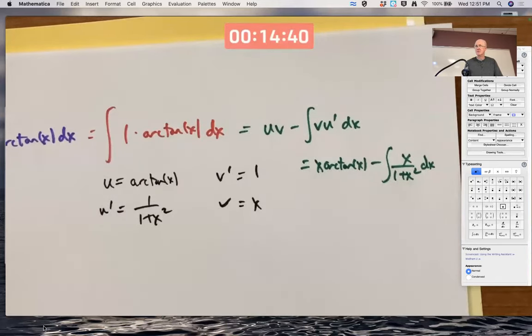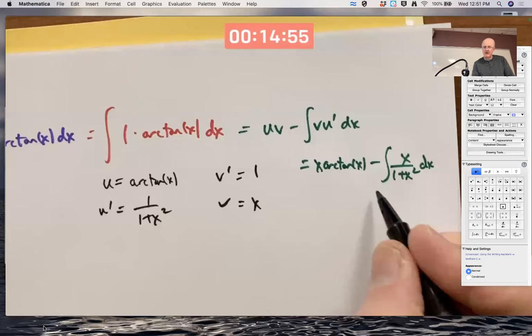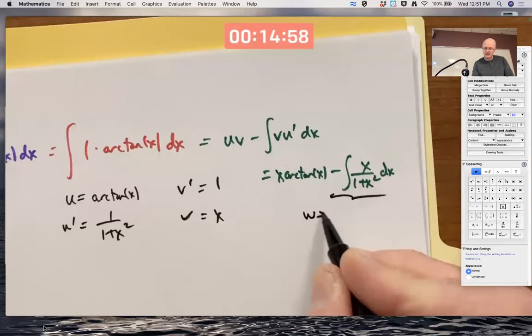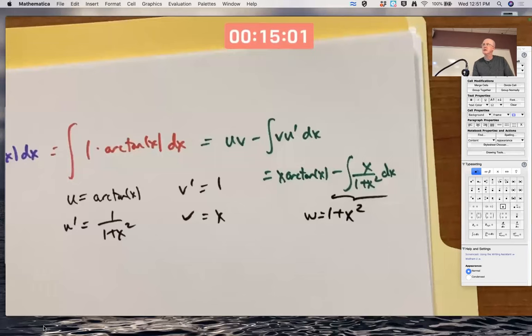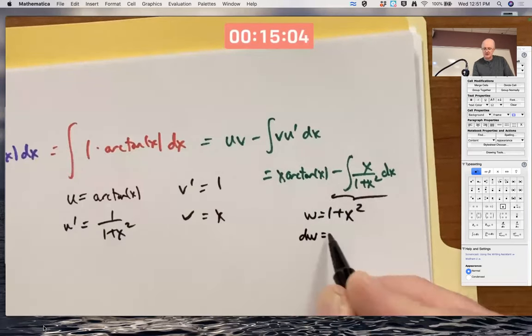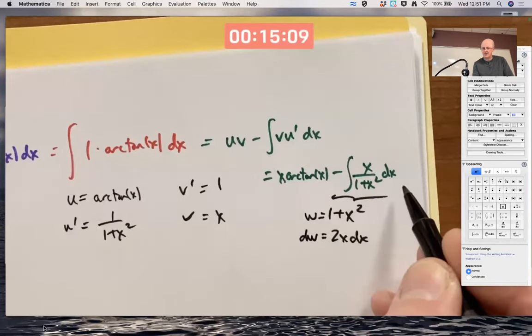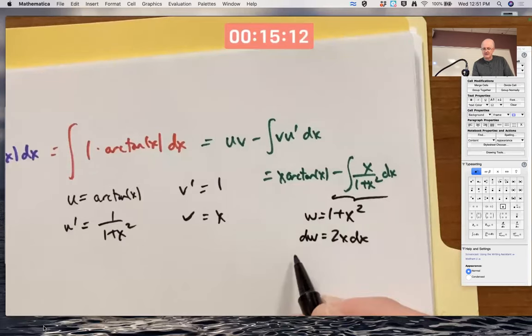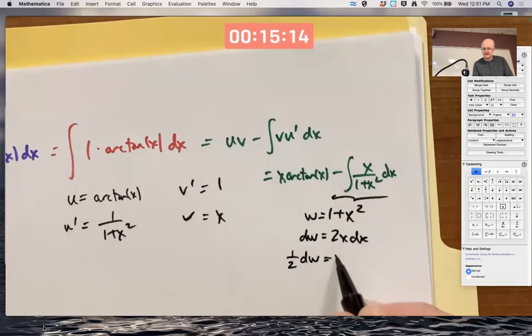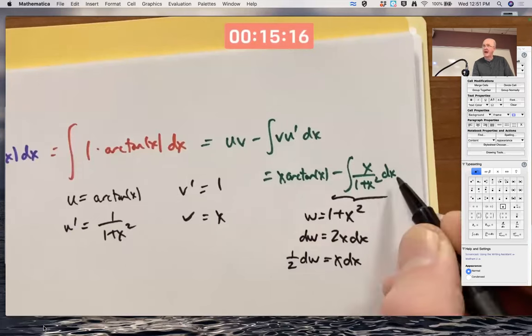So what do we do? Whoever asked the question a few minutes ago about the other one, who was that? Yeah, do substitution. Yes, sometimes you have to combine the rules, substitution and integration by parts. For this one, I could let w be 1 plus x squared. That means dw is 2x dx. I see an x dx up there. I better divide both sides of this by 2 to get 1/2 dw is x dx. I will replace the x dx with 1/2 dw.